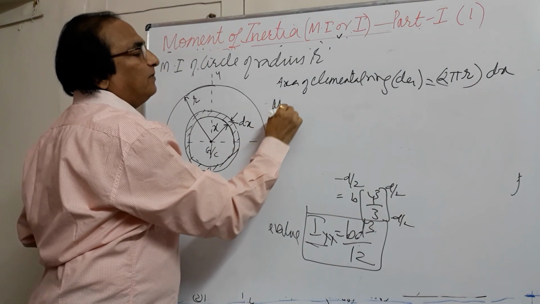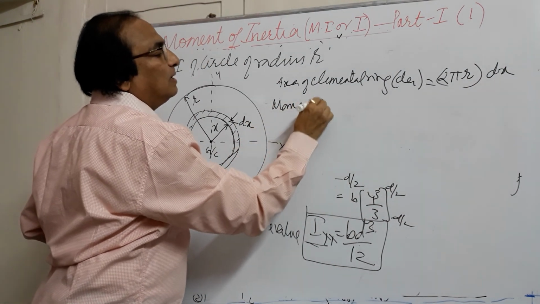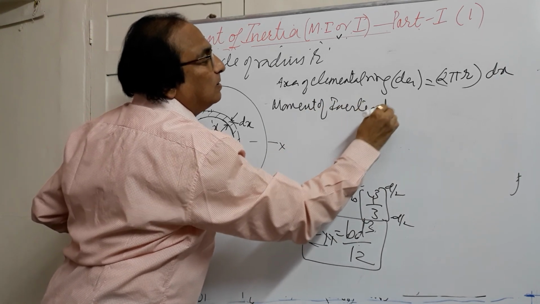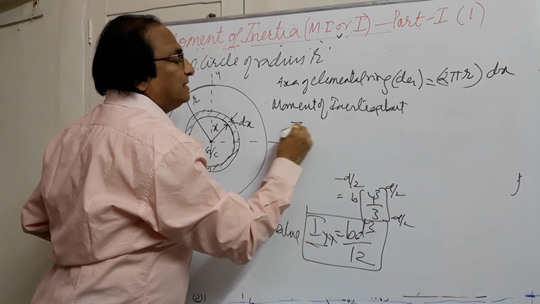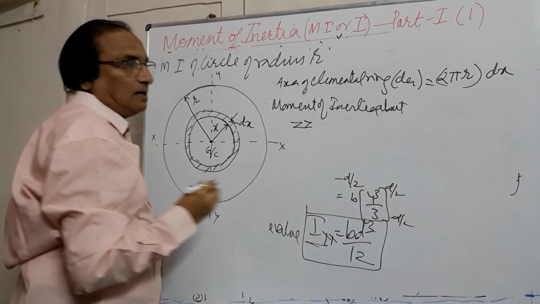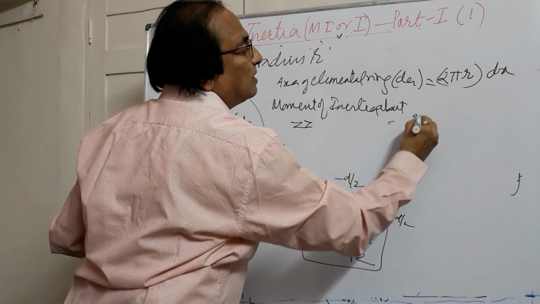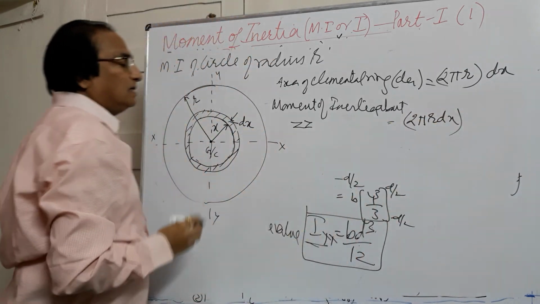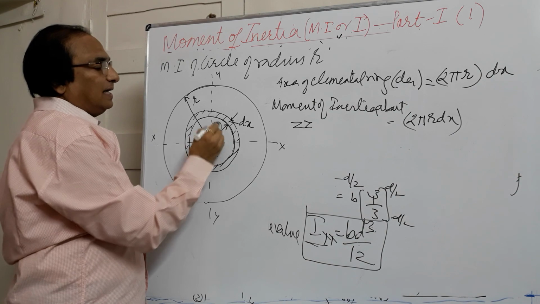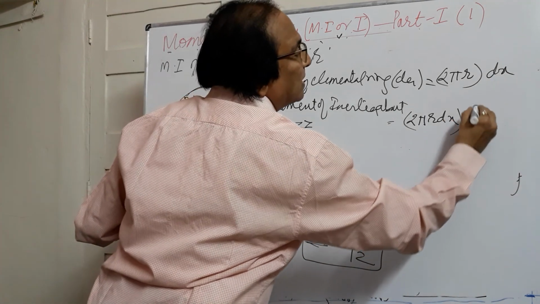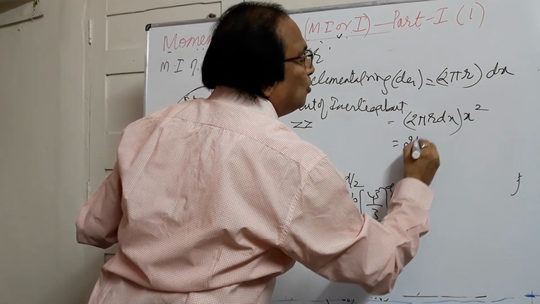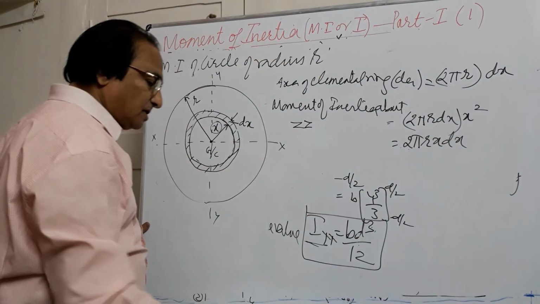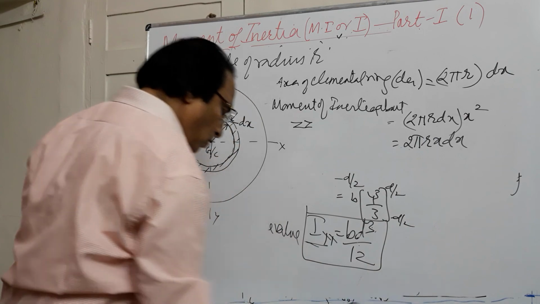So the moment of inertia about zz. We know moment of inertia is area into the square of the distance. What is the square distance here? x. So it will be x square. So this will be equal to 2 pi r x square into dx. Now this is the moment of inertia of one element.